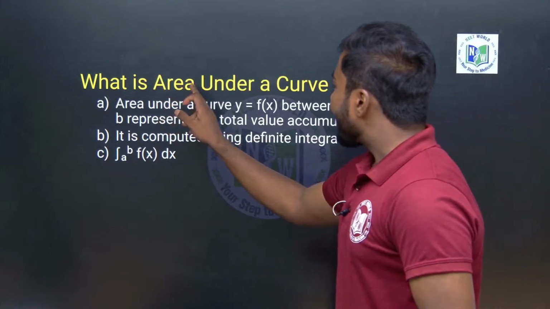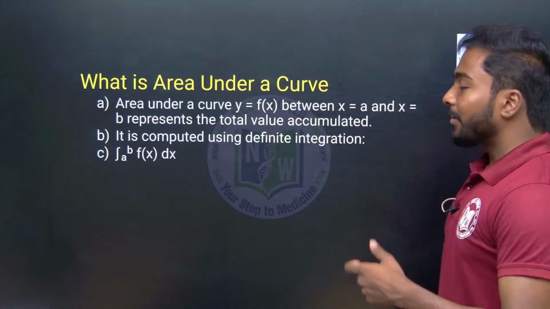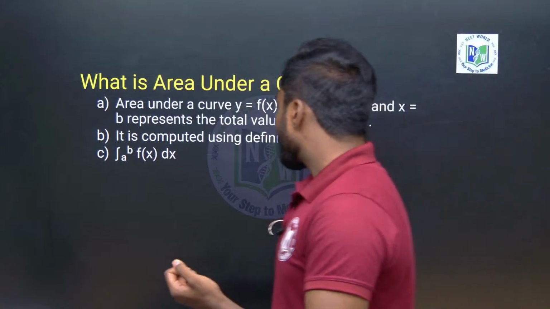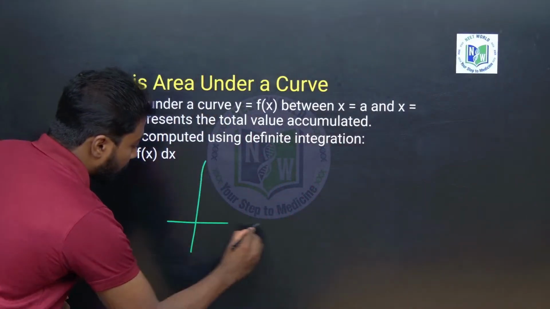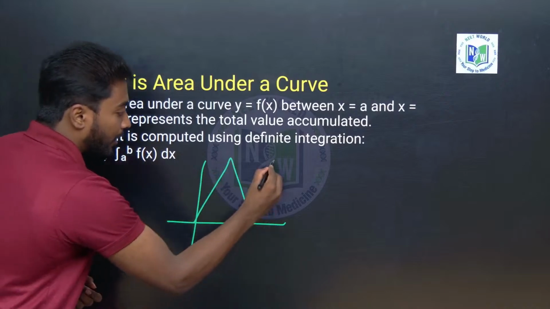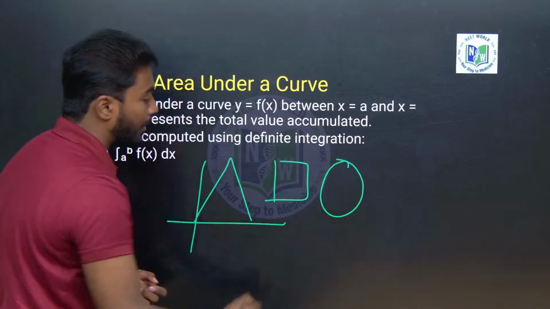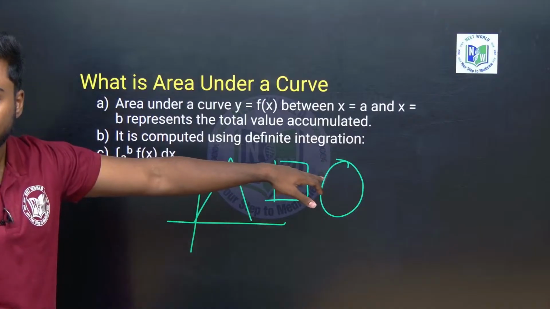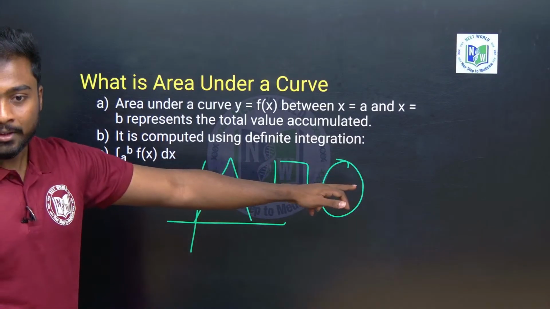So what is the area under a curve? Suppose area is given. I have told now in the starting itself, triangle is given or square is given or circle is given. I know some specific formula to use and get the area of this.